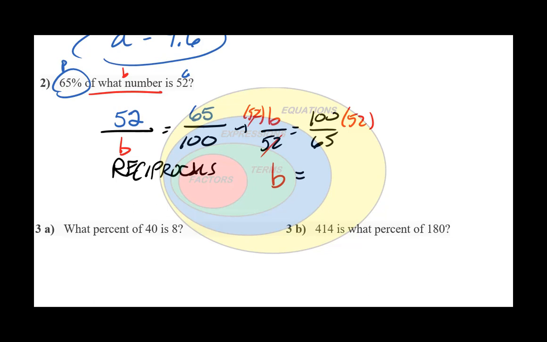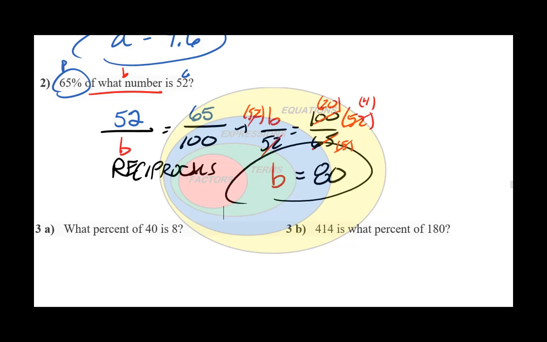so again, we could just plug this into our calculator, or we could notice that 65 and 52 have common factors of 13. So 13 would cancel, leaving a factor of 5, and 13 would cancel with 52, leaving a factor of 4. So now the 5 and the 100 cancel, leaving a factor of 20. So the only thing left is 20 times 4. B would equal 80.